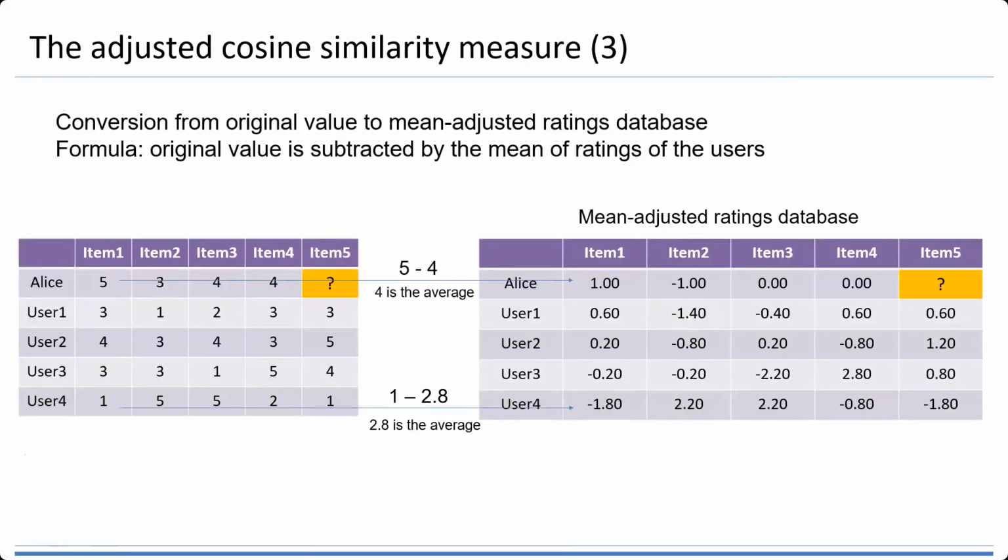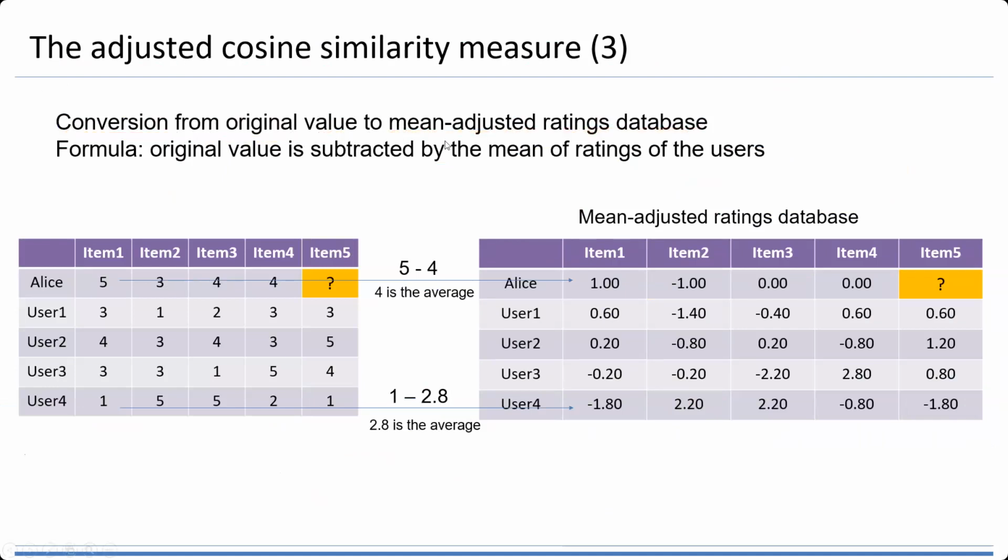Now, what is adjusted cosine similarity? Adjusted. We want to modify the cosine similarity. It means we want to convert from the original values to a mean adjusted ratings database.